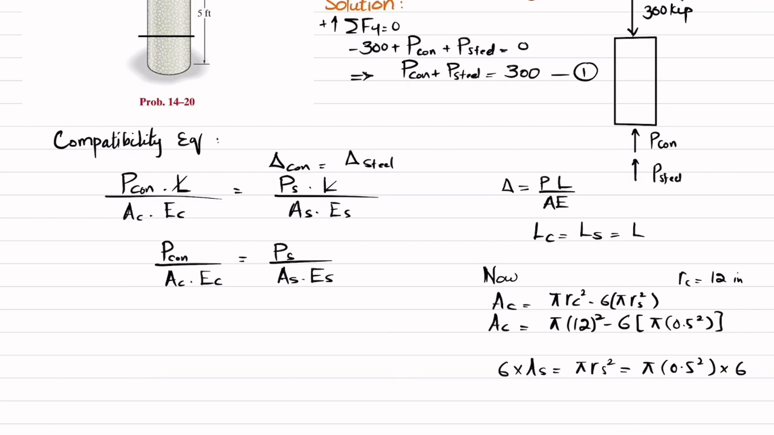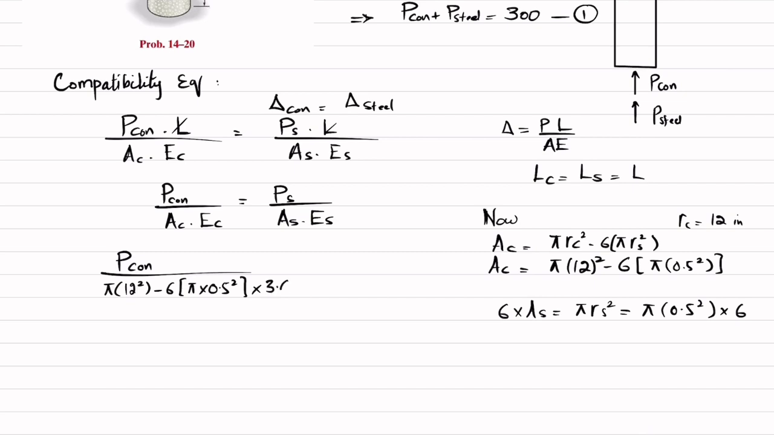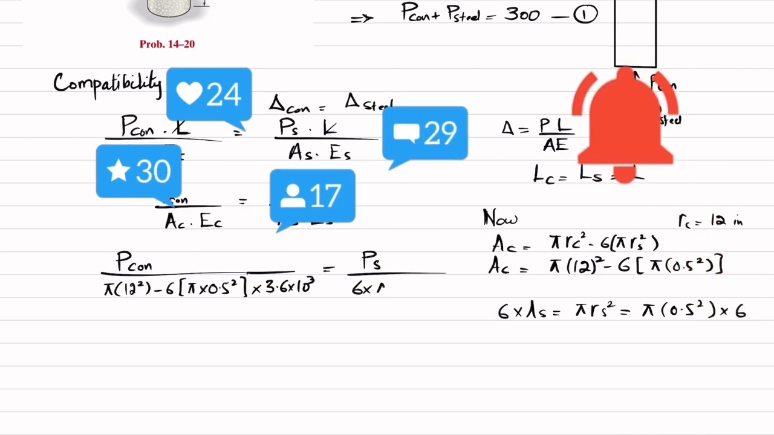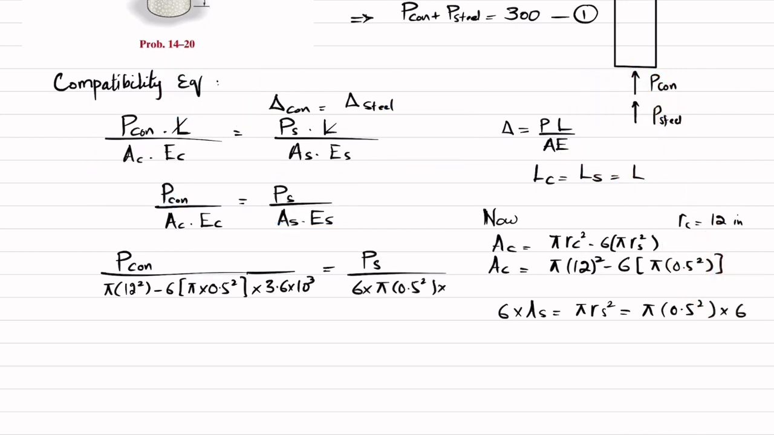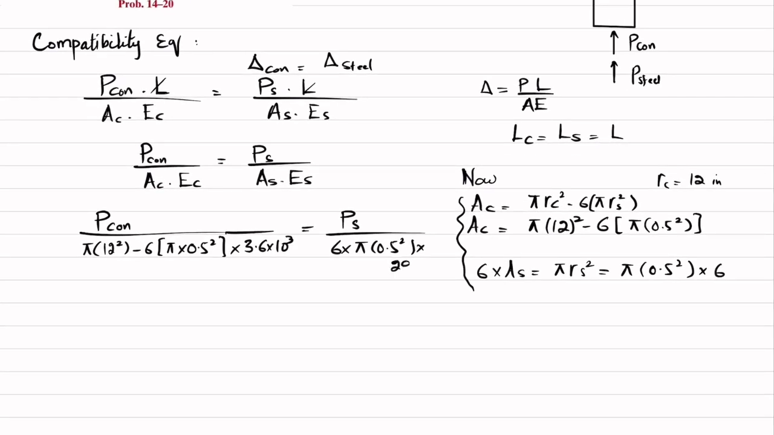Clear? So now you can put the values. P of concrete divided by area of concrete, which is pi into 12 square minus 6 times pi into 0.5 square, multiplied by E of concrete, which is 3.6 into 10 to the power 3, will be equal to P of steel divided by area of steel, which is 6 into pi into 0.5 square, multiplied by E of steel, which is 29 into 10 to the power 3 ksi. So when you solve this, P of concrete will be equal to 11.7931 P of steel. This is your equation number 2.